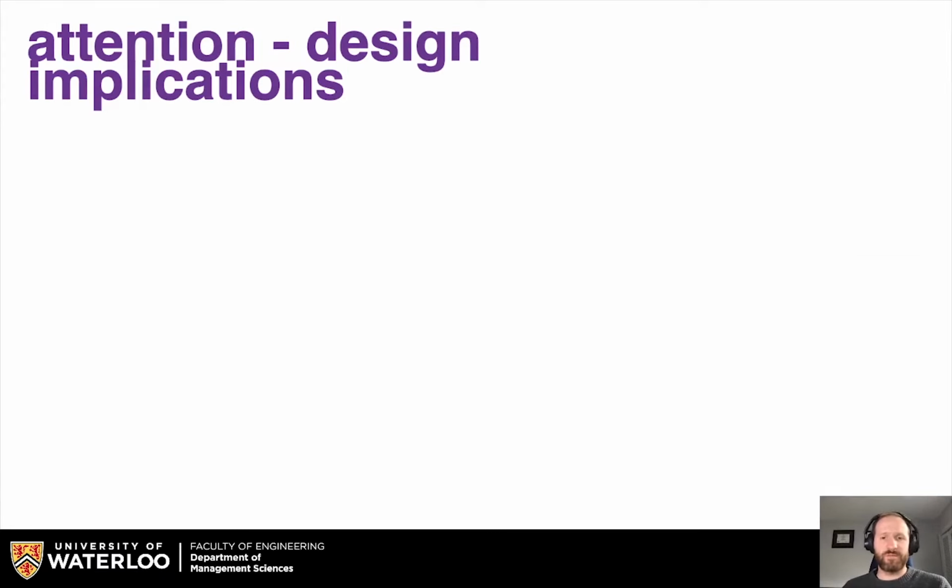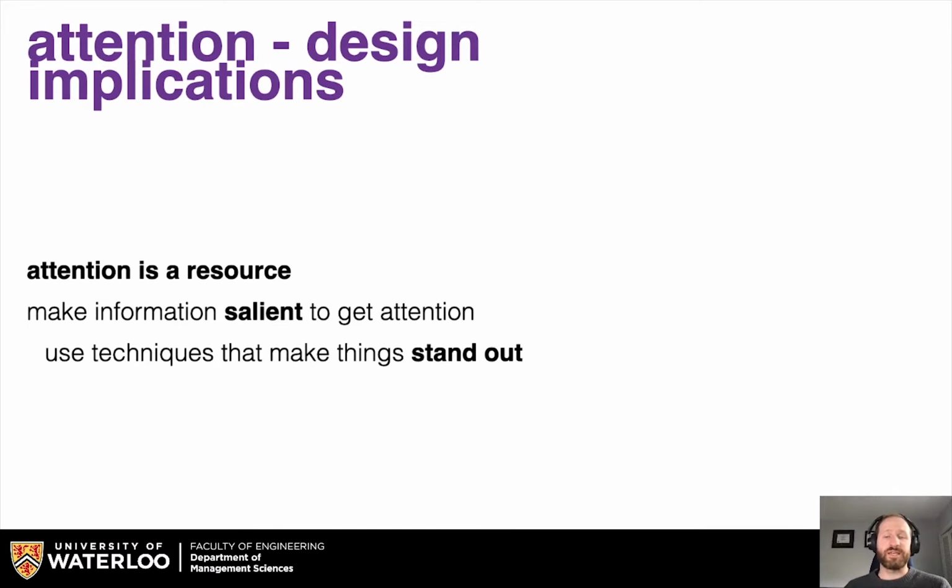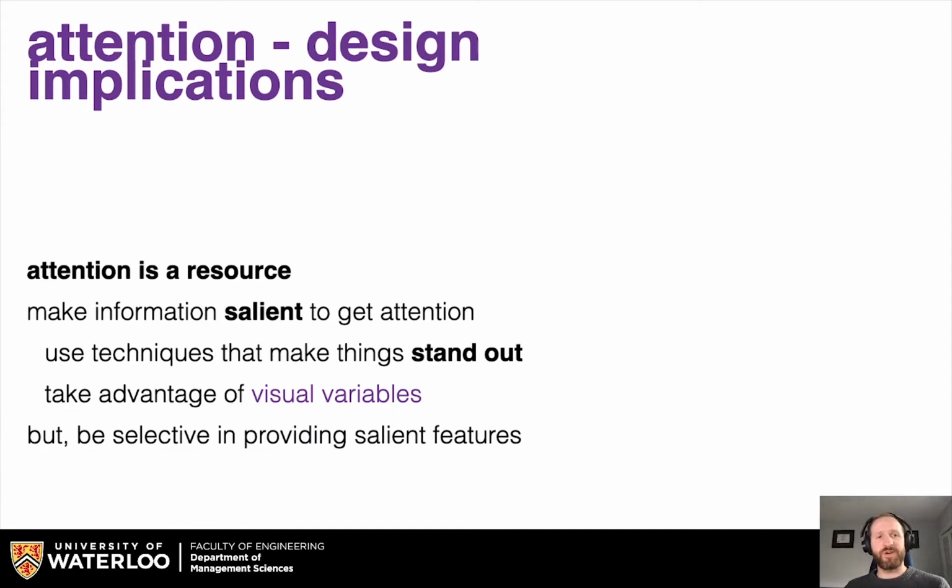So, some design implications from attention to consider. Attention is a resource. You want to make information salient to get the attention. And you have a set of techniques that can let things stand out to help you direct someone's attention to where you want it to be. You can take advantage of visual variables, but some visual variables stand out more than others. But you need to be selective in providing salient features. If you have too many of them, it can clutter the interface, meaning that there's a lot of visual noise coming in, and people won't be able to find the targets versus the non-targets.